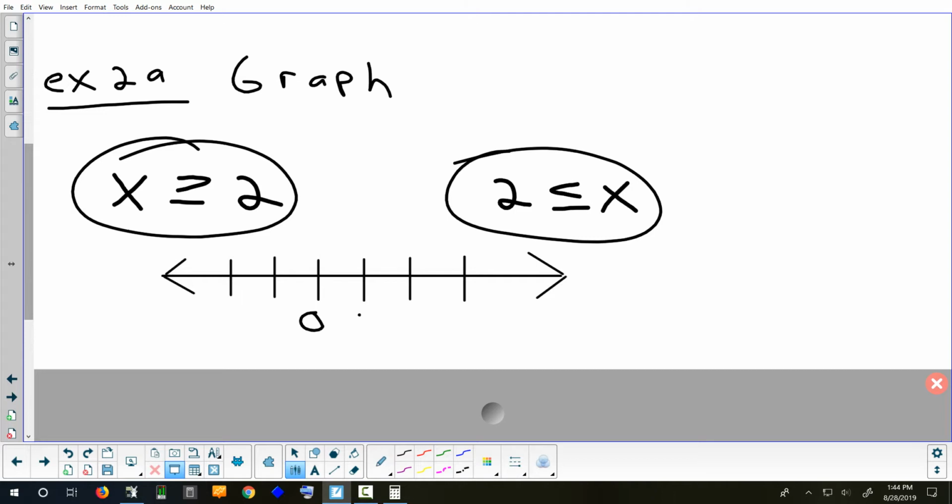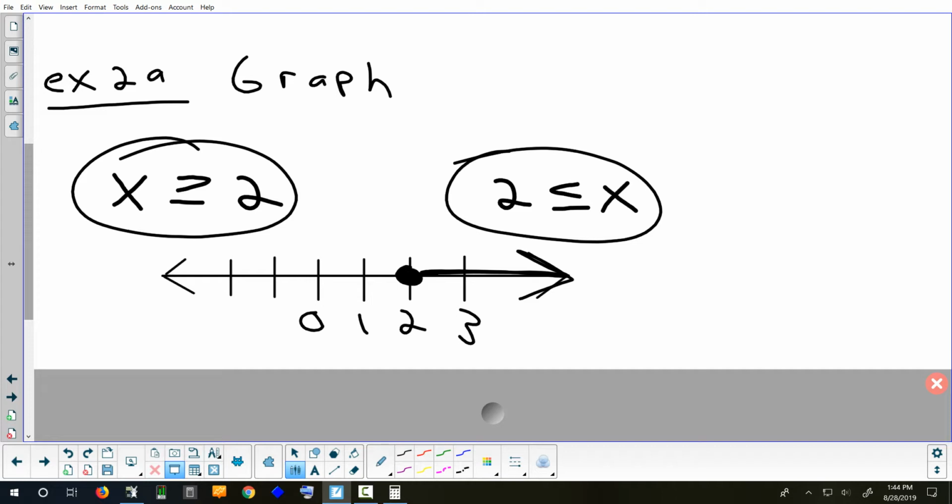So when we have a number line, just something like that, what kind of circle would this be? Open or closed? Closed. Closed on what number? Yep. And shade which way? Right. Shade in the direction it's pointing. Every number greater than or equal to 2.